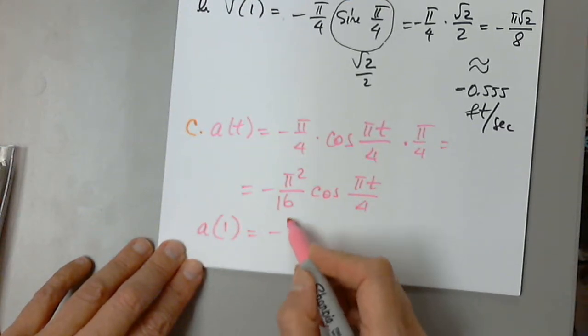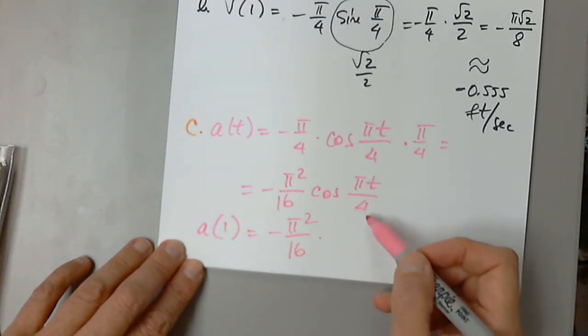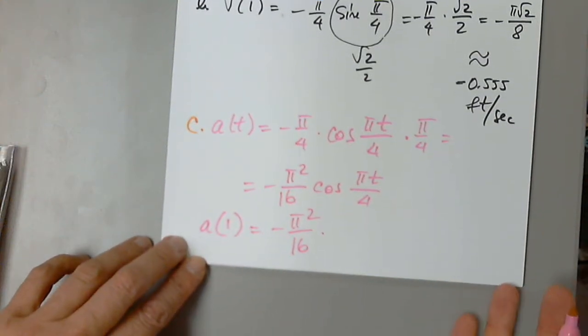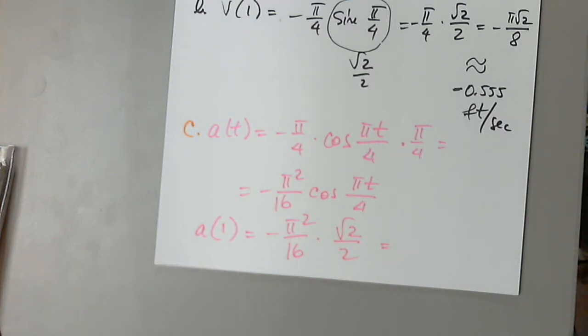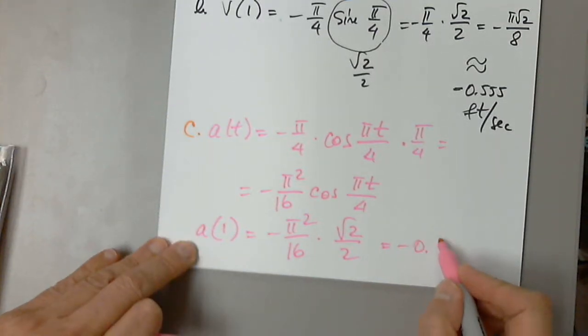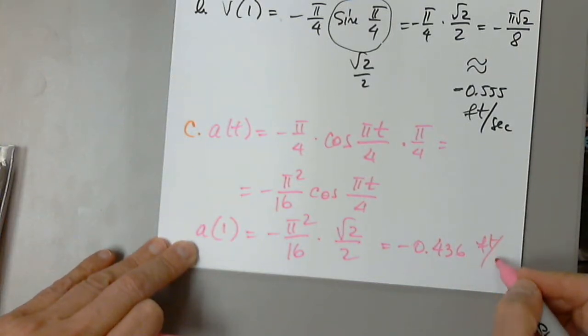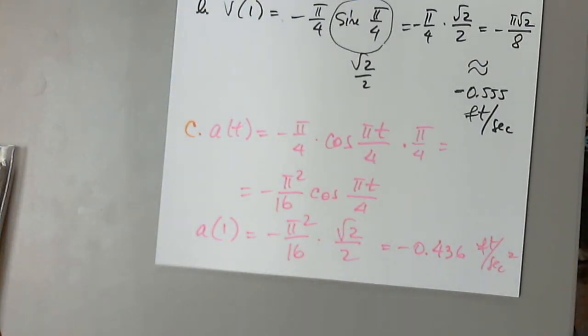So again, negative pi squared over 16 times cosine pi over 4 is the same number. This is the only angle for which sine and cosine are identical. So again, I have to put it in the graphing calculator. Let's see what we have. We have negative pi squared times the square root of 2, and outside we divide by 32. And we get negative 0.436, of course, in feet per second squared. Yes. What else do they want?